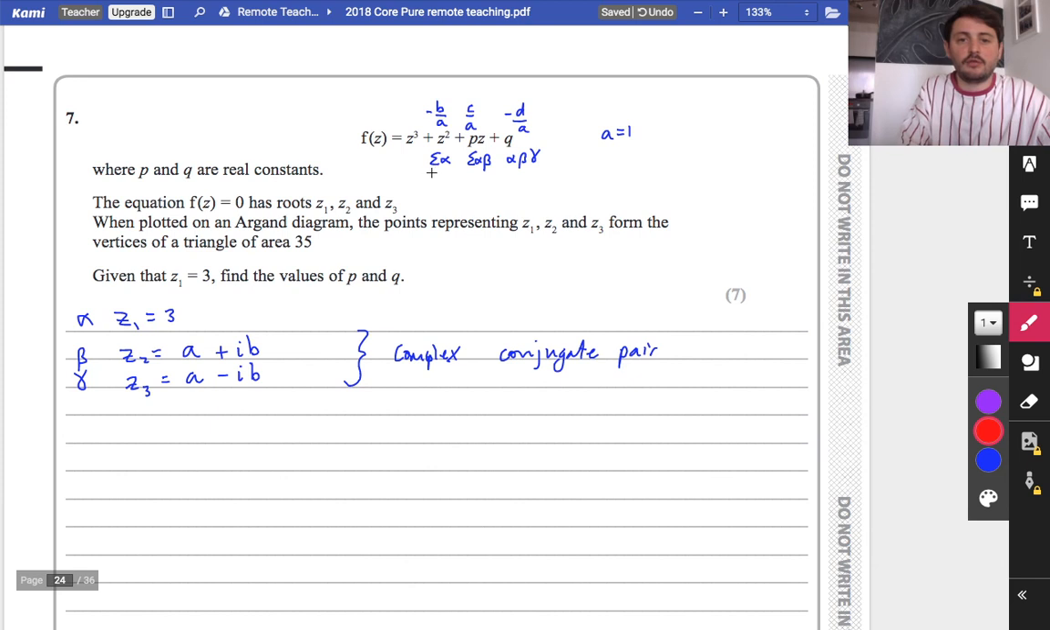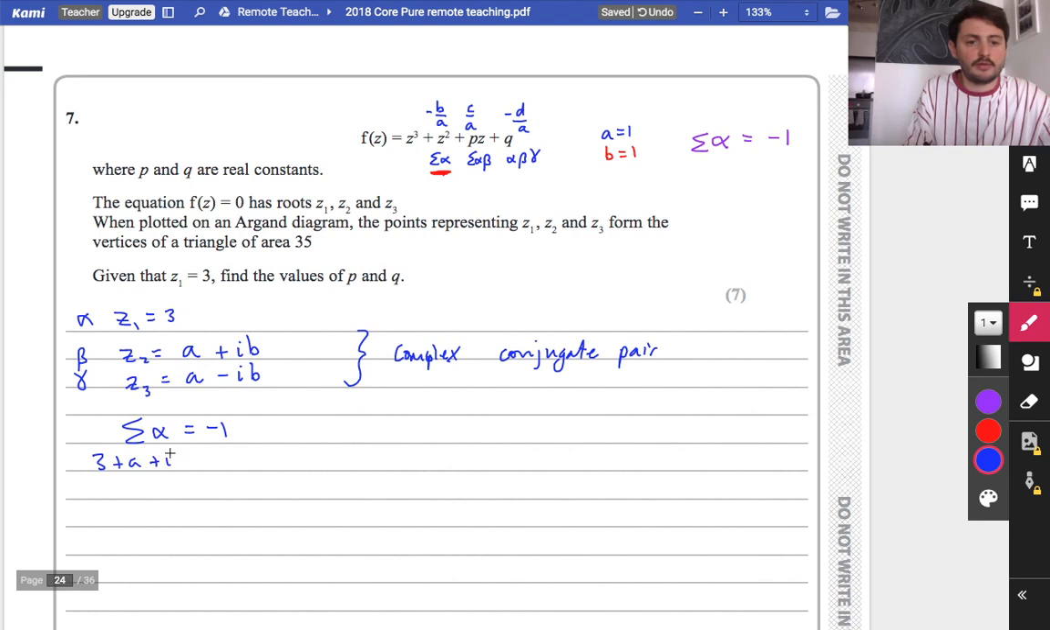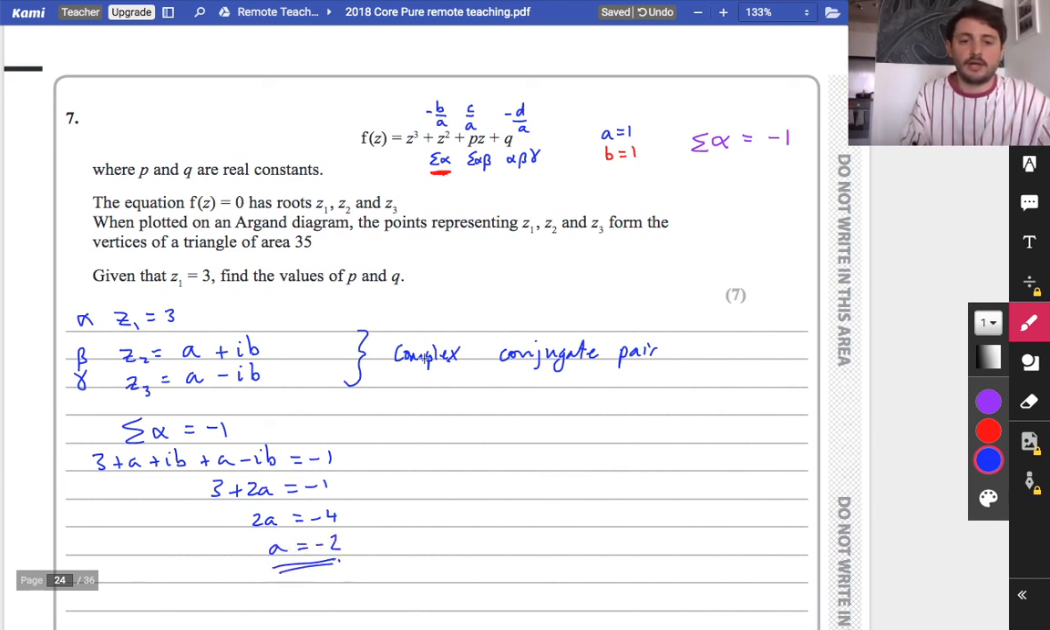The next thing that I think is useful is that we know the sum of the roots is minus b over a, and b is 1 and a is 1. So this tells me that the sum of the roots is minus b over a. It's just minus 1. Well, let's have a look at this and see what happens. So I know that the sum of the roots is minus 1. So that means 3 plus a plus ib plus a minus ib is equal to minus 1. Well, they cancel. So you get 3 plus 2a is equal to minus 1. 2a is equal to minus 4. So a is equal to minus 2. Right, so now we know something about them.